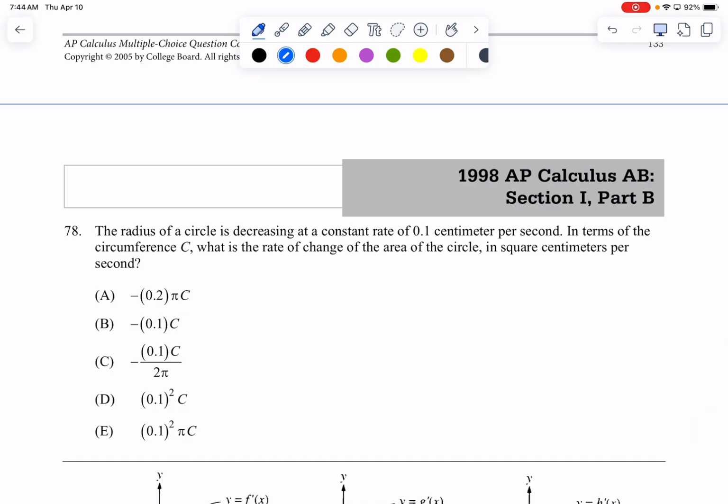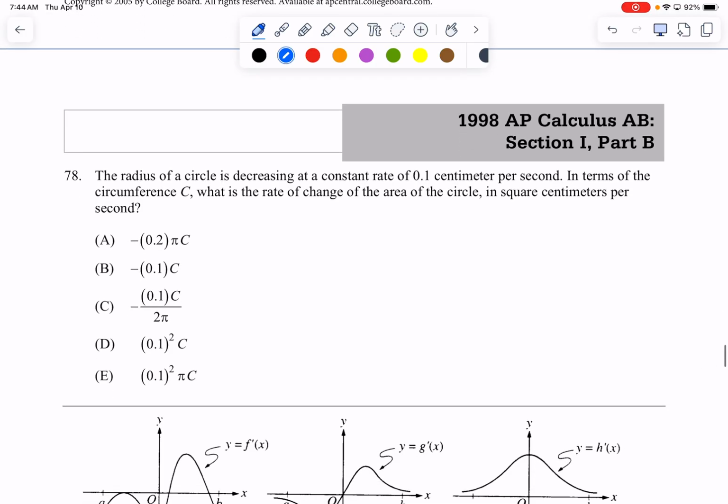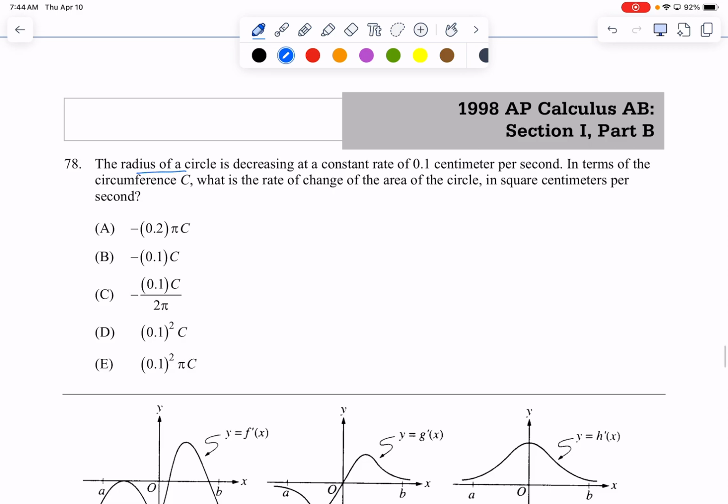Next one. I think this is a related rate problem. The radius of a circle is decreasing at a constant rate of 0.1 centimeters per second. Yep, there's a dead giveaway. Related rates are always done with respect to time. So they're talking about the rate of something. And here's another thing you're going to know, because it could be a particle motion problem, where you're talking about velocity and speed and stuff like that, because that's also done with respect to time. But here's how you know for sure it's a related rate.